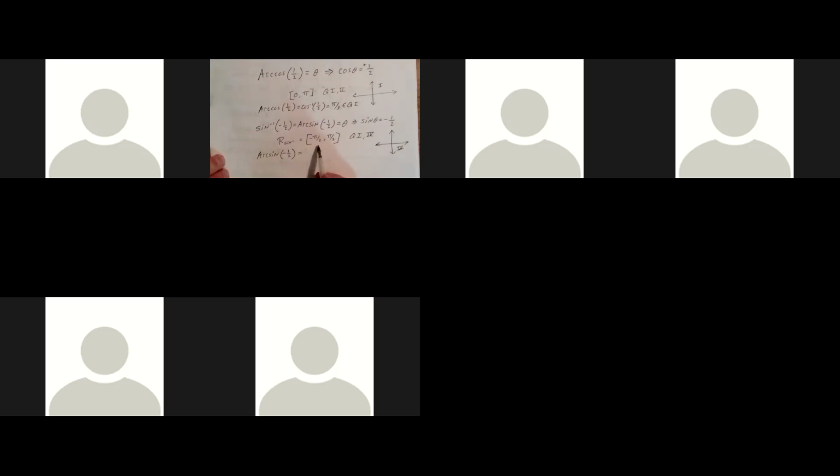Okay, but notice 330 degrees does not lie between negative 90 degrees and 90 degrees. So instead of saying 330 degrees, we're going to use the angle negative pi sixth. So our answer is negative pi sixth for the arc sine of negative one half, because negative pi sixth does lie between negative pi halves and pi halves.